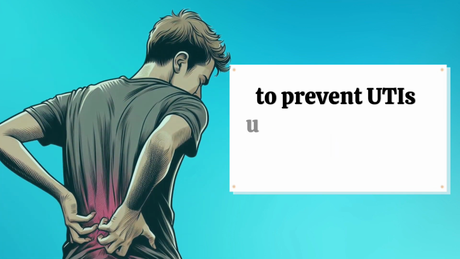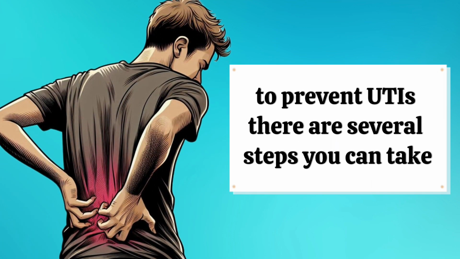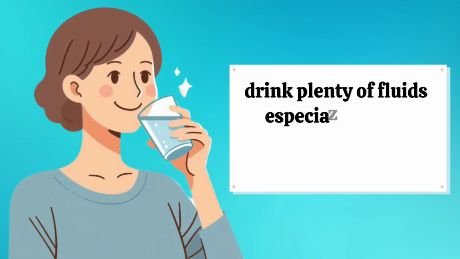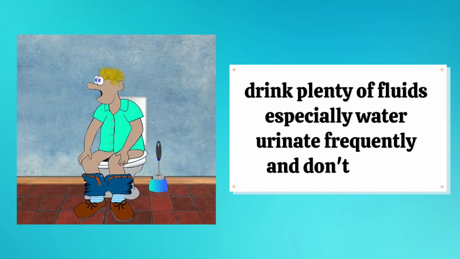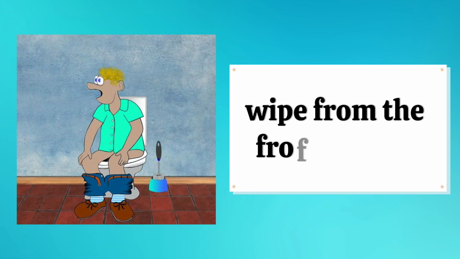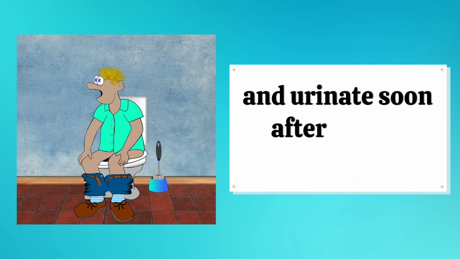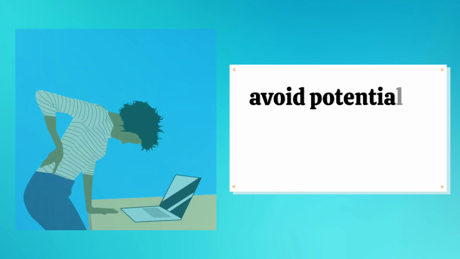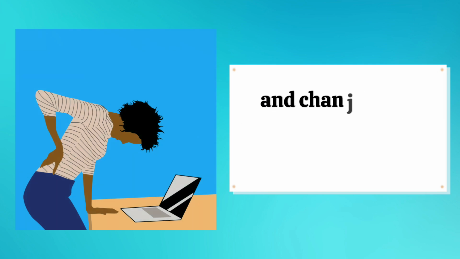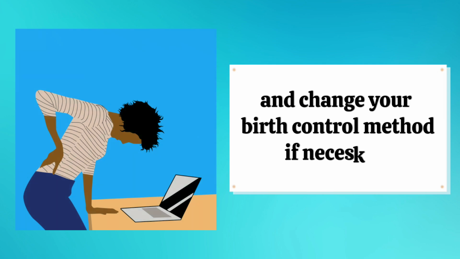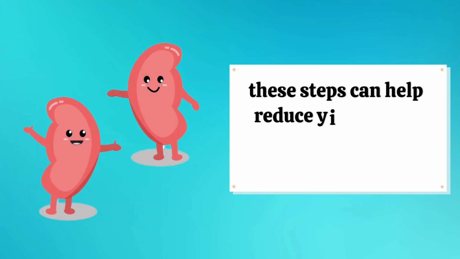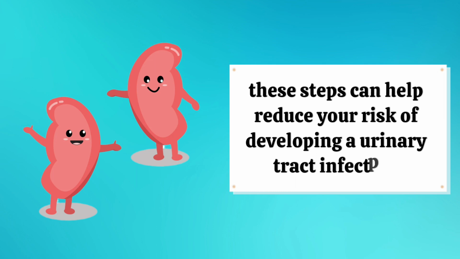To prevent UTIs, there are several steps you can take. Drink plenty of fluids, especially water. Urinate frequently and don't hold it. Wipe from front to back to prevent the spread of bacteria. And urinate soon after sexual intercourse. Avoid potentially irritating feminine products and change your birth control method if necessary. These steps can help reduce your risk of developing a urinary tract infection.